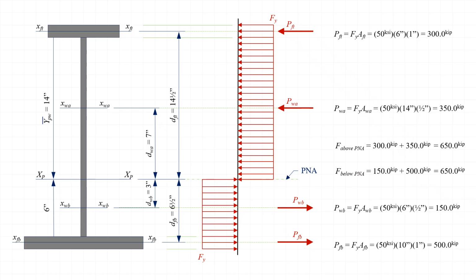Finally, we can confirm that the sum of the forces above the plastic neutral axis and the sum of the forces below the plastic neutral axis are equal. They both equal 650 kips, which indicates that the plastic neutral axis is in fact located 14 inches below the top of the web, or 15 inches below the top of the cross-section.